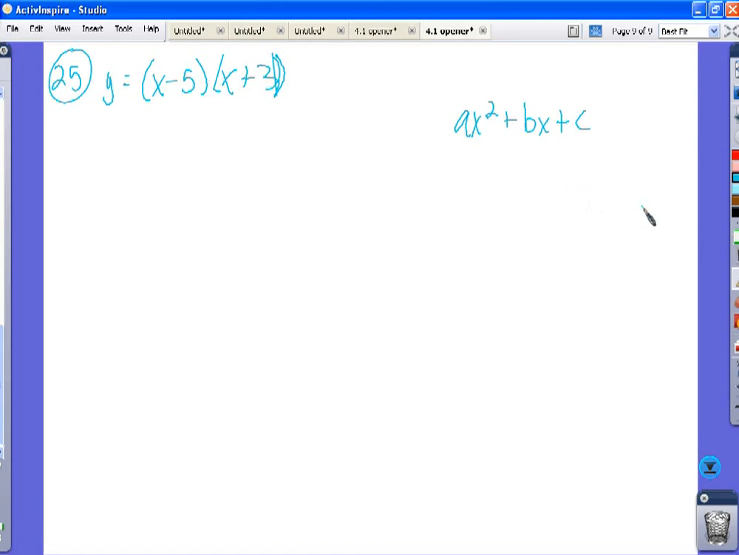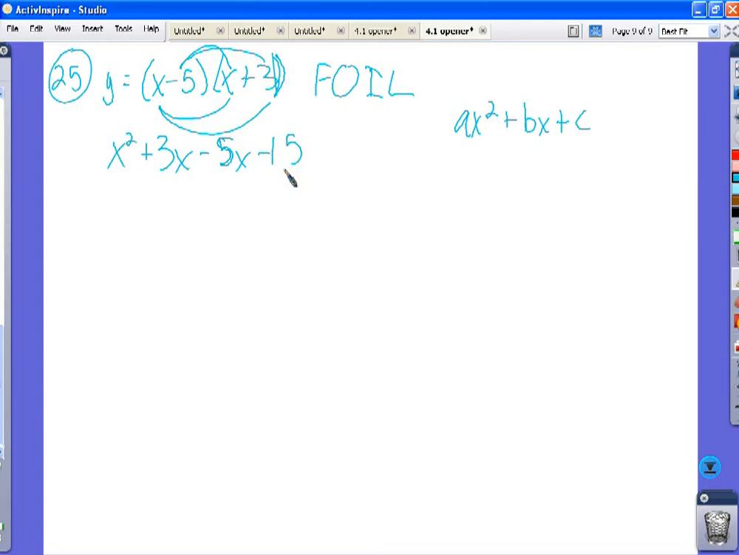So, any ideas on how to get it from that form to this form? Foil. We multiply both parentheses together. So, foil, what does F stand for? First. So x times x is x squared. O? Outside. 3 times x. Inside. Negative 5x. Last. Negative 15. Then we combine like terms. X squared.